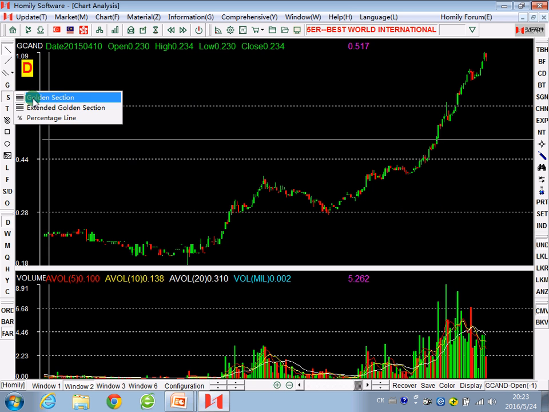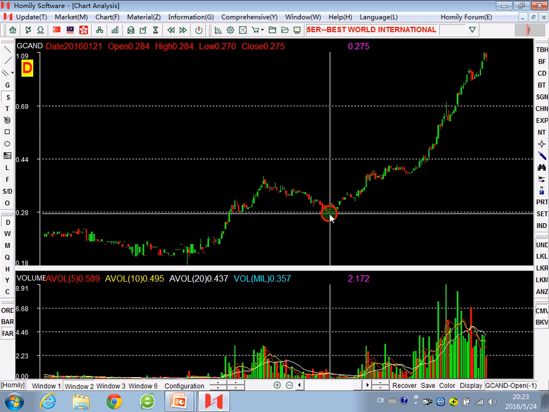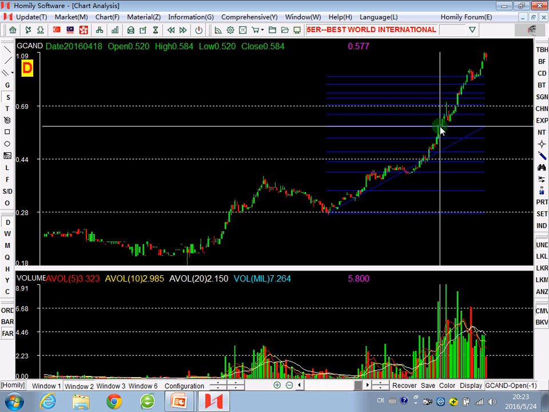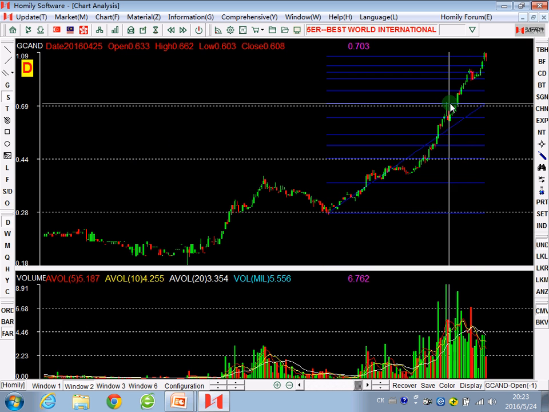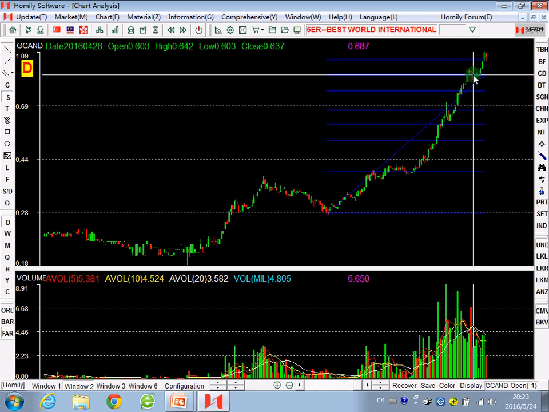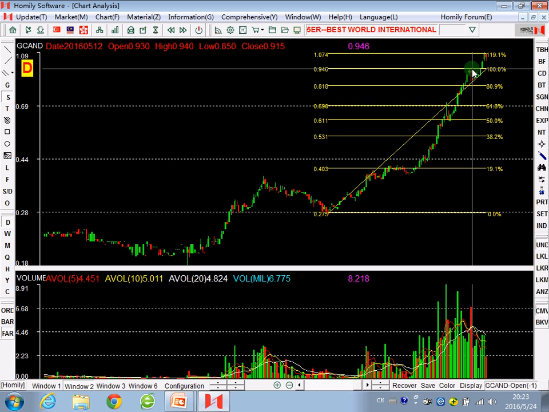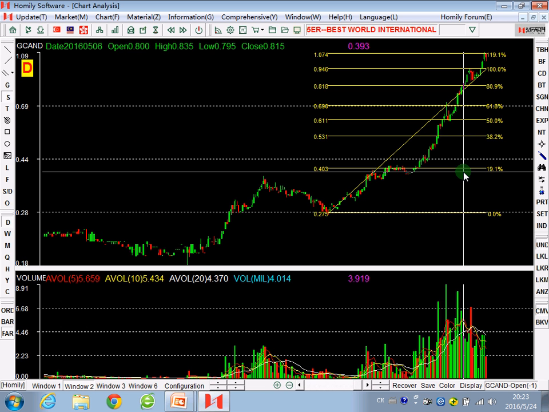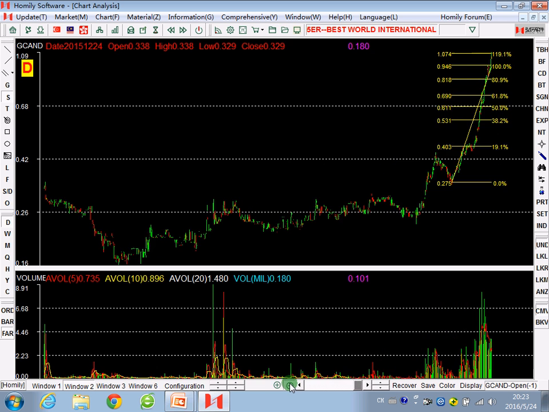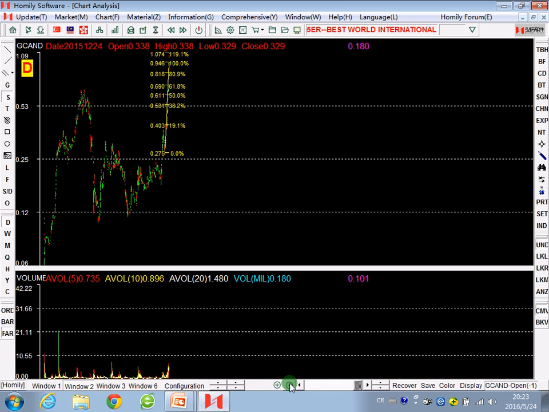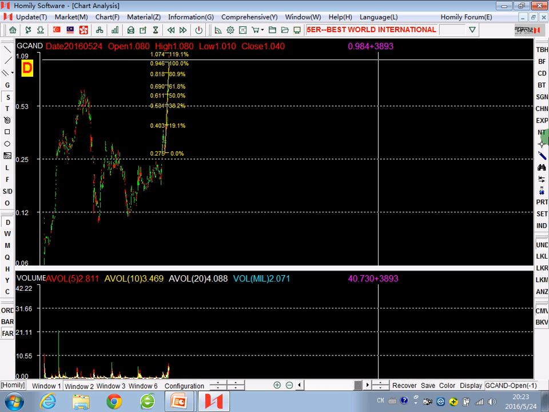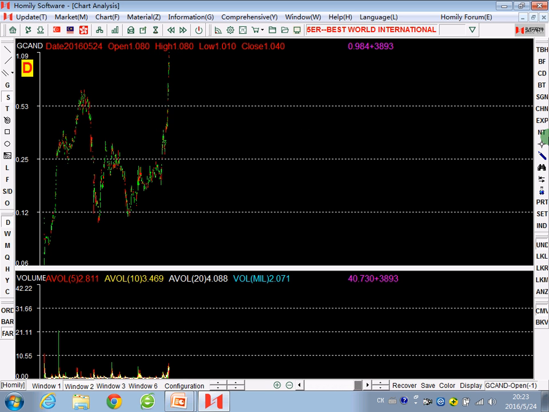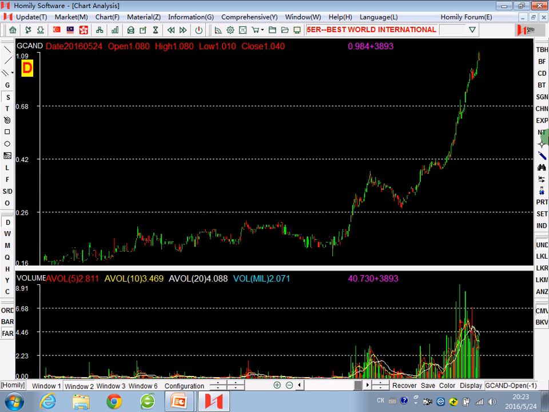Then we can click extended golden section. This high point, maybe this is another high point here. So we know where the next support and the resistance are. So we know where the next one is. You can use this method to judge. Okay. So we can see another one, average.